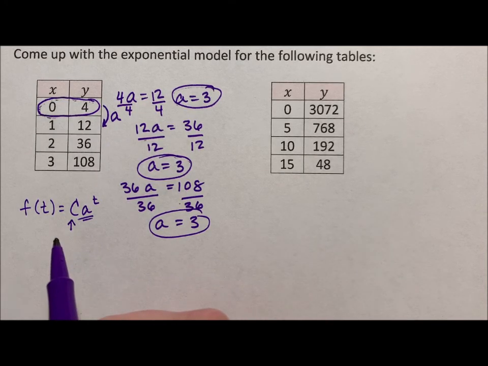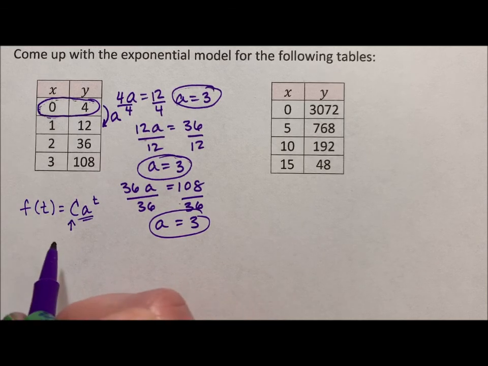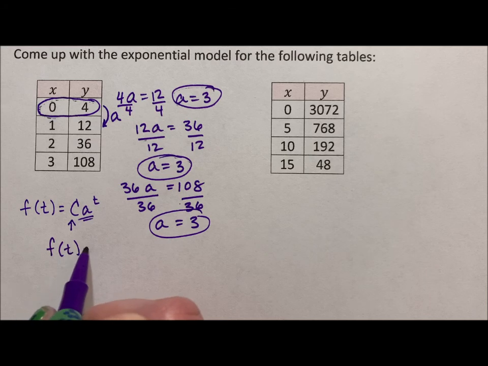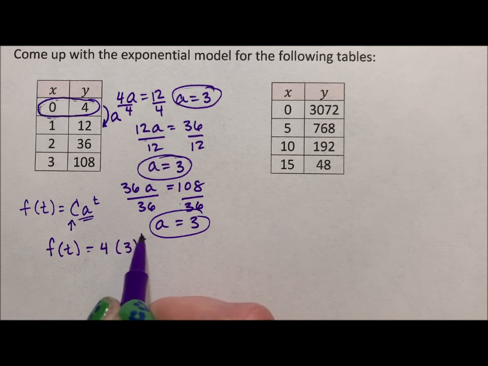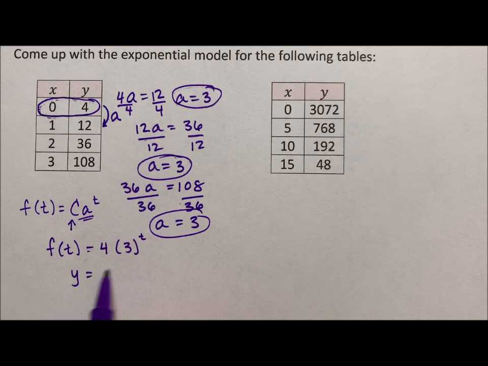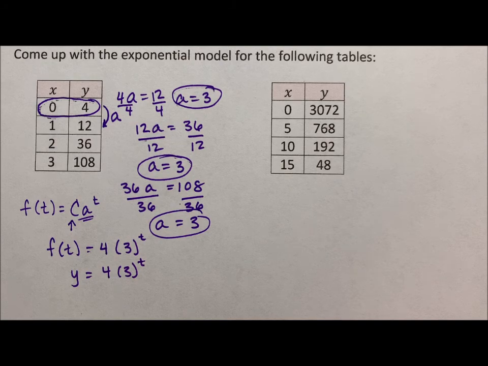So I'm going to keep our function notation. So f of t equals 4 times 3 to the t. Now you may have written y equals 4 times 3 to the t. That's fine. Either is a correct way of writing this model.